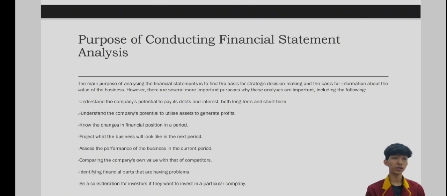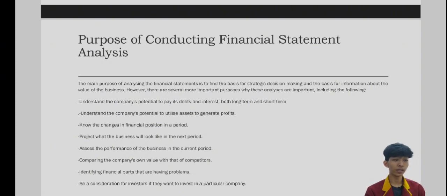Next, purpose of conducting financial statement analysis. The main purpose of analyzing the financial statement is to find the basis for strategic decision making and the basis for information about the value of the business. However, there are several more important purposes why this analysis is important, including the following.